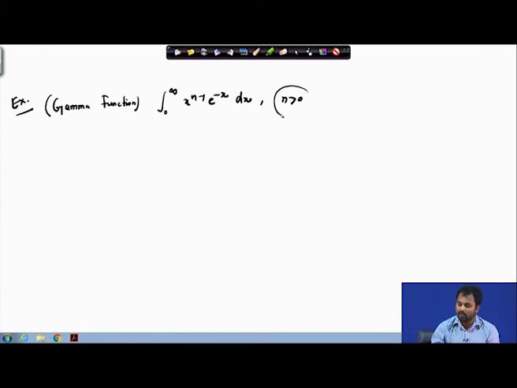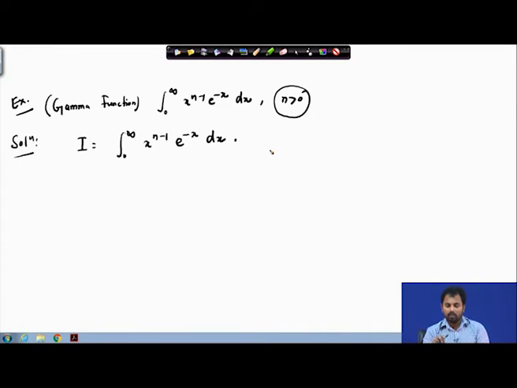So, for the time being, let us take n greater than 0, and then we will see for what values of n this improper integral is convergent. So, let us test its convergence. Now, let me write I equals the integral from 0 to infinity of x to the power n minus 1 e to the power minus x dx. So, first of all, if n is greater than 1, then this integrand is defined. However, this is still an improper integral because the upper limit is infinity.